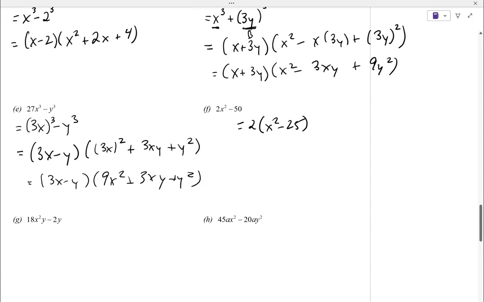Yeah, the x squared minus 25. Now do you see a difference of squares? 25 is what value squared? 5. Good. So how does that factor now?